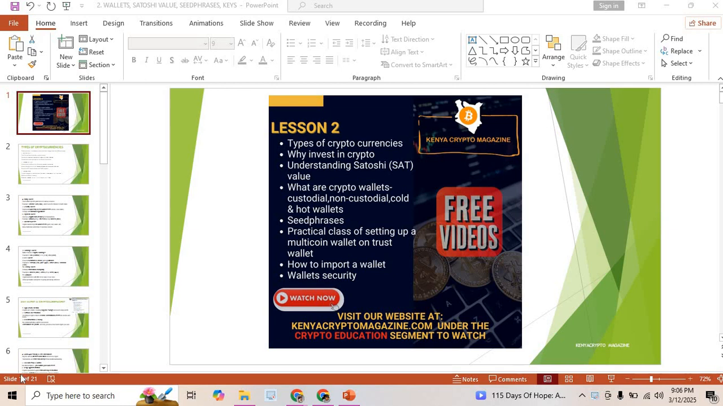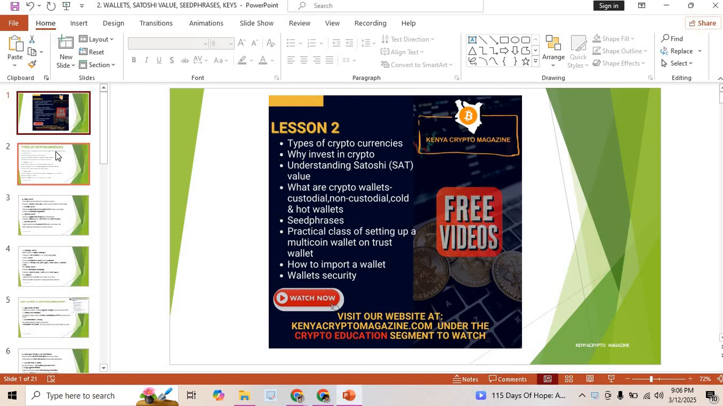So the types of cryptocurrencies, why invest in crypto, understanding the Satoshi value, what are crypto wallets. We're going to look under the crypto wallets. We're going to look at custodial wallets, non-custodial wallets, cold wallets, hot wallets, and stuff like those. Then we're going to look at seed phrases, a practical class of setting up a multi-coin wallet. But at that, we're going to end at seed phrases. Then we're going to have a separate class tomorrow where we're going to tackle Trust Wallet on its own.